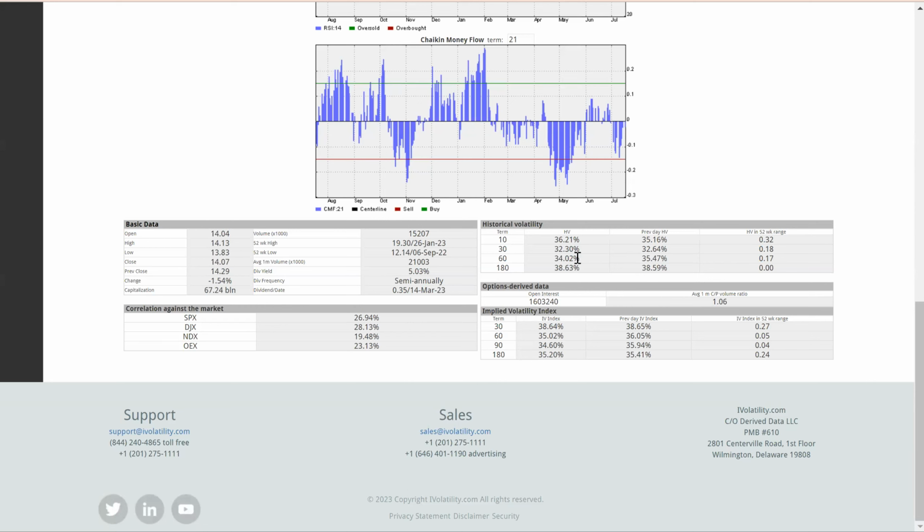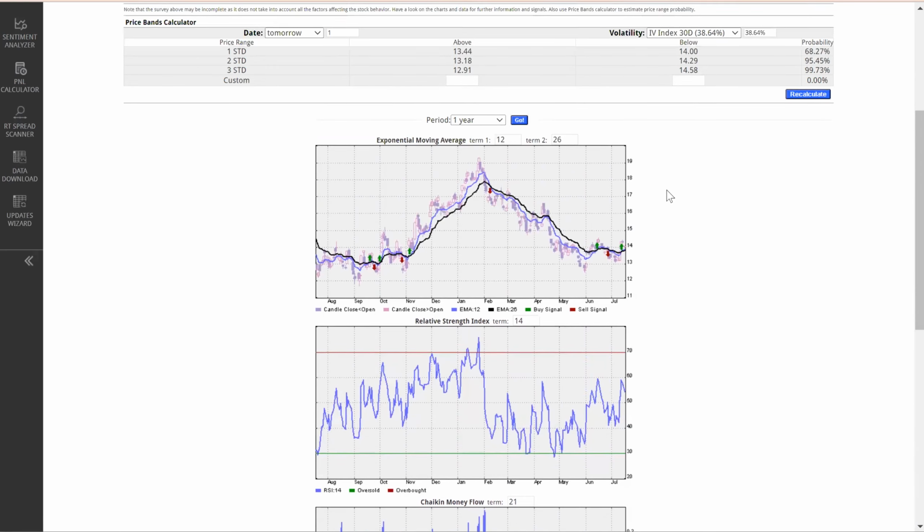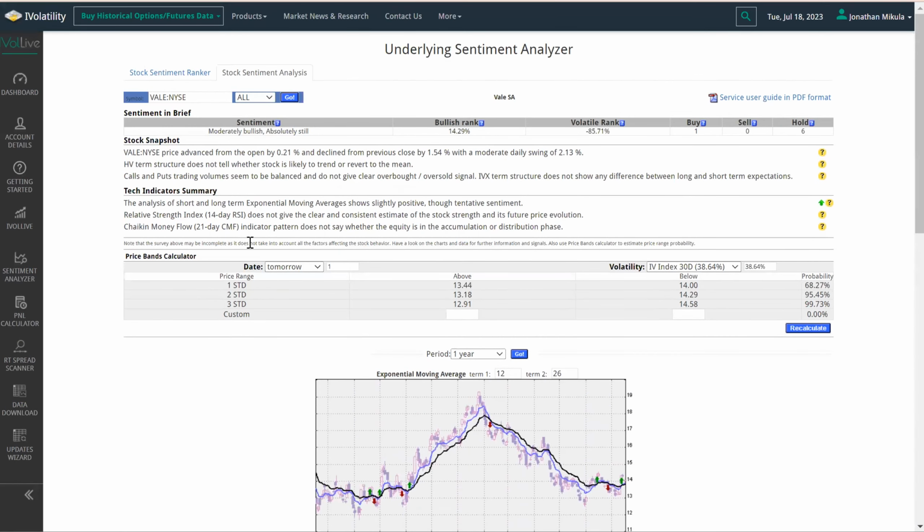Here's the IV index, and you can see, implied volatility is a bit higher than historical volatility at present, which we saw in chart form earlier as well. The other thing you could do here as a trader, which is nice, is you can look at its probable trading range, right, for your stock. So in this case, again, Vale. So what this is telling us is that, tomorrow, the likelihood of Vale staying within one standard deviation, which translates to $13.44 a share and $14 a share, is 68%.